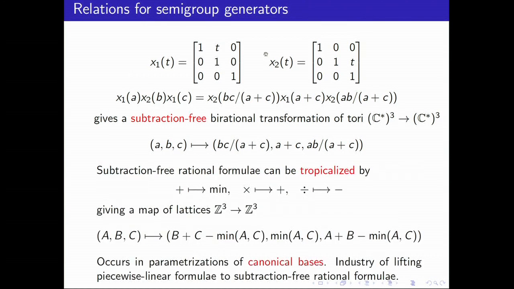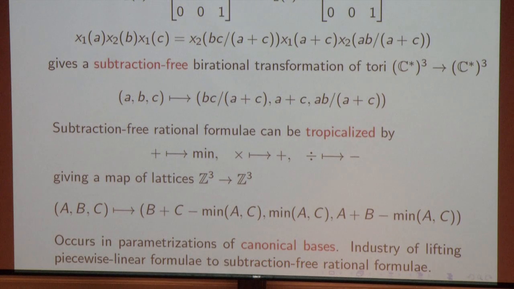Okay, so one thing you can do with a subtraction-free birational transformation, if you're given such a formula, is you can tropicalize it formally by converting any plus sign you see to minimum, any multiplication to plus, and any division to minus. And this converts this birational map into a piecewise linear map. For today, I'll think of this map as a map from a lattice to another lattice.